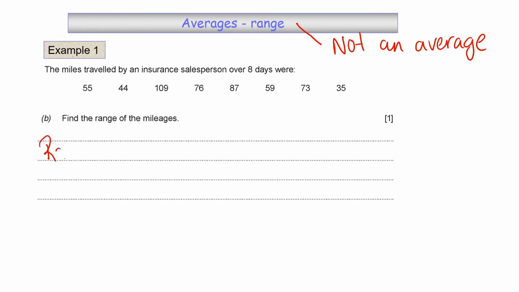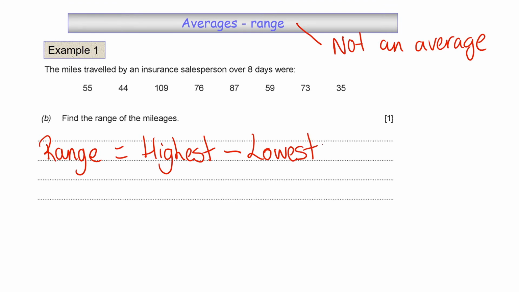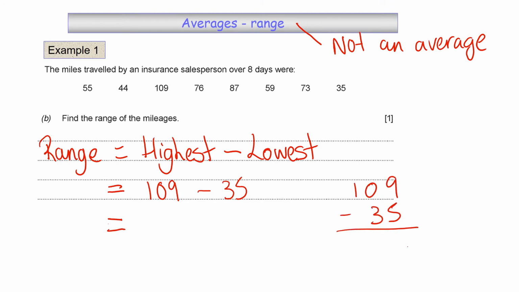Now to find the range, what you do is you take the highest number and you subtract the lowest number from it. So it's the highest, take away the lowest. So with this here, you're looking for the highest number, that's 109. And then the smallest number, which is 35. So we need to subtract those. Again, if you want, feel free to use a tower sum to help you.